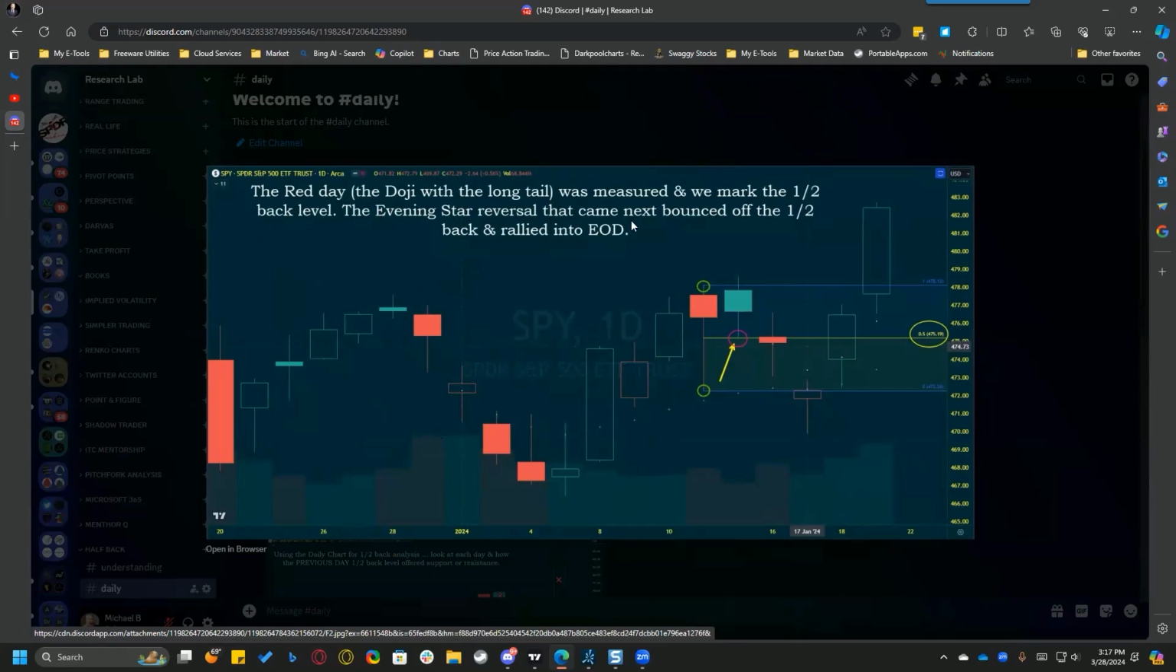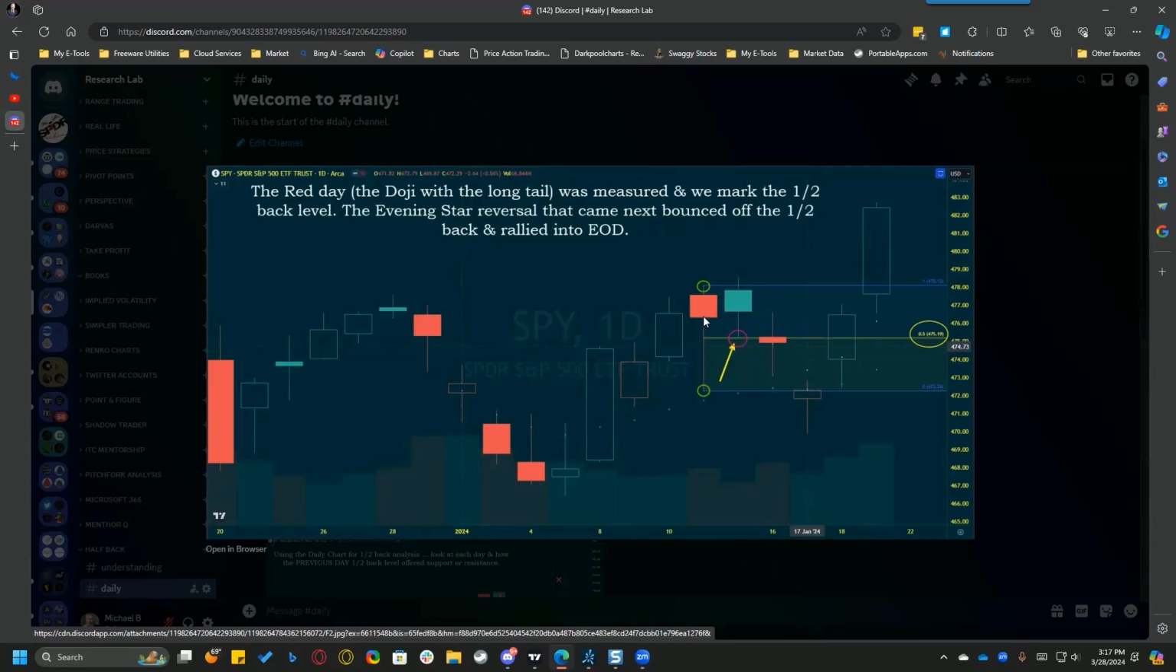The evening star reversal that came next bounced off of that halfback and then rallied up into the end of the day. Notice it's a green candle and it's filled. It's not a green candle that's hollow. When we get a green candle that's hollow, that means it opened and it ran and then it closed higher than it opened. What this is saying is that it opened up here and it fell and closed lower than where it opened, but it still closed higher than the previous close, which is why it's filled green instead of hollow green. So this was a halfback.